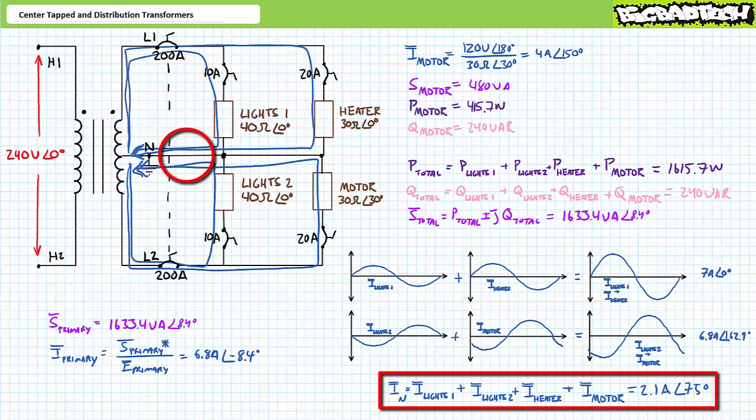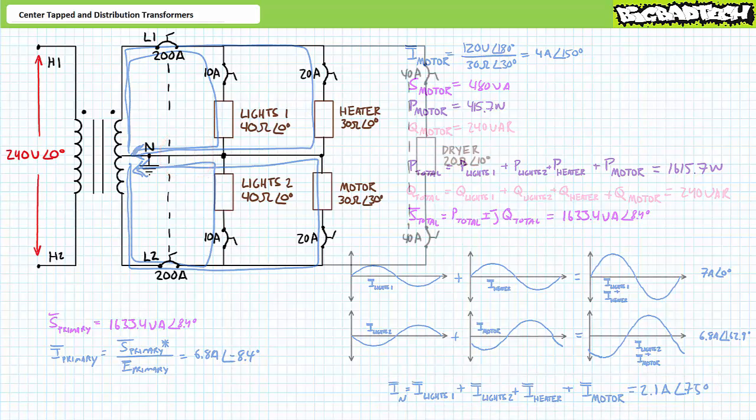The return path afforded by the neutral line is current through the lighting load 1, plus current through the heater, plus current through the second lighting load, plus current through the motor. Substituting our given values demonstrates current in the neutral line is 2.1 amps at an angle of 75 degrees, i.e. the degree of imbalance between that drawn from phase L1 and from phase L2.